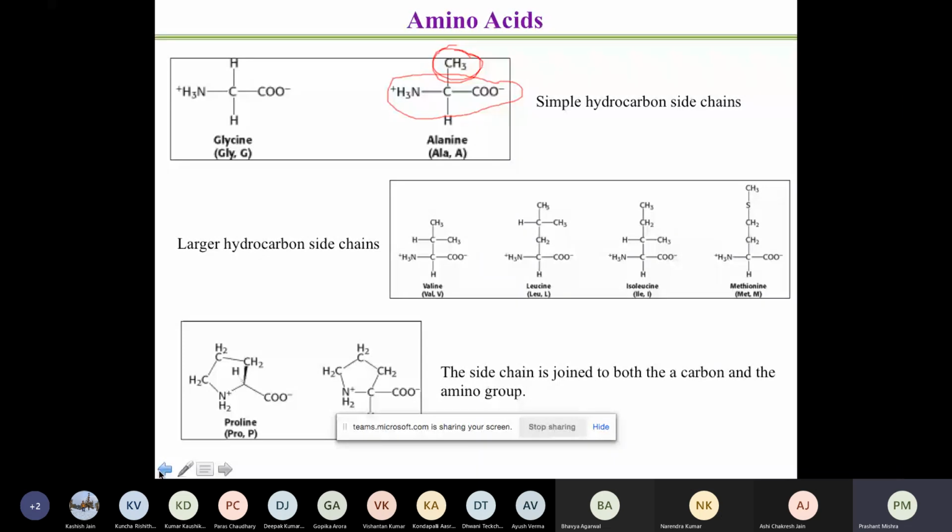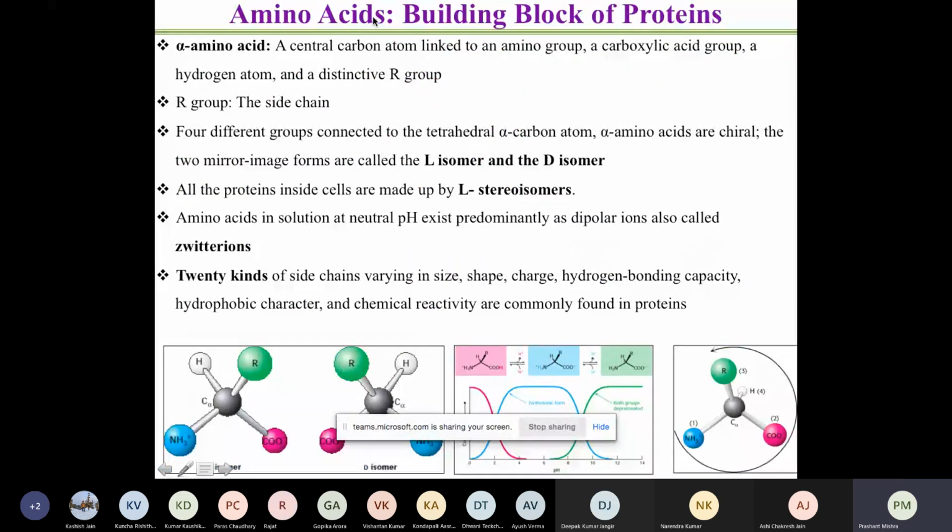So let us go back and see. These amino acids have a central carbon atom linked to an amino group, a carboxylic acid group, a hydrogen atom, and a distinctive R group. So the R group is different. If there are 20 different amino acids, all of them will have the first three in common, and the difference will occur because of the R group. The R group, as I said, is referred to as a side chain, whereas the rest is referred to as the main chain of the amino acid. This is the main chain when they are forming a protein structure.